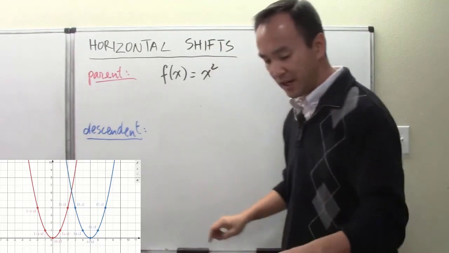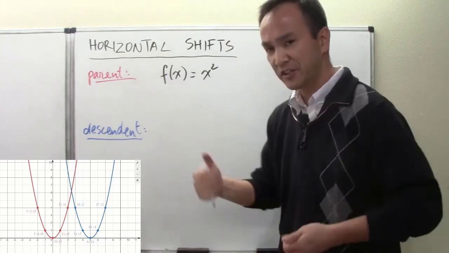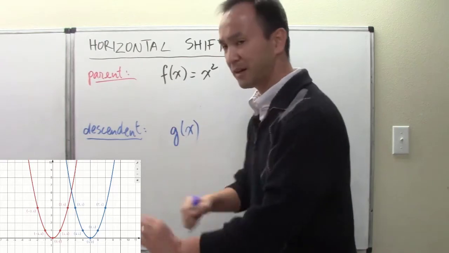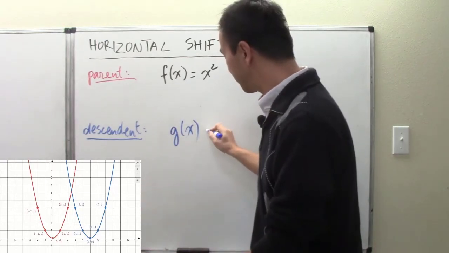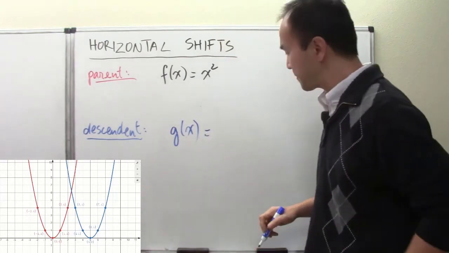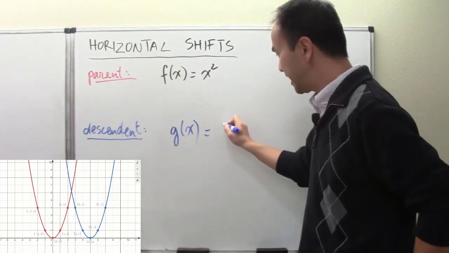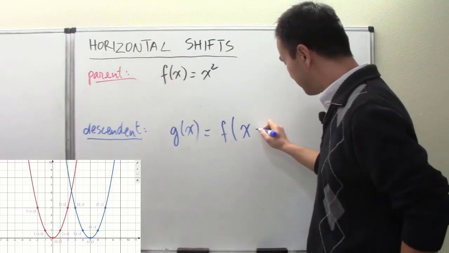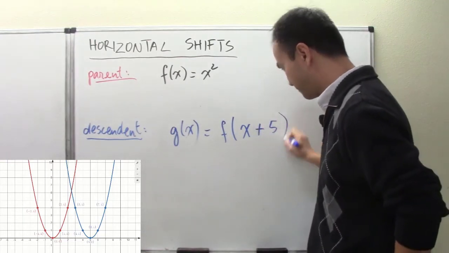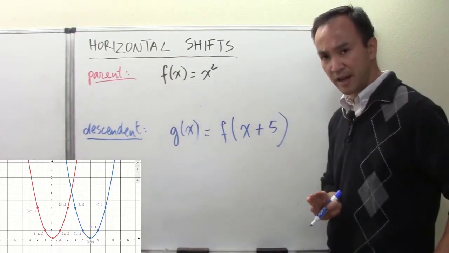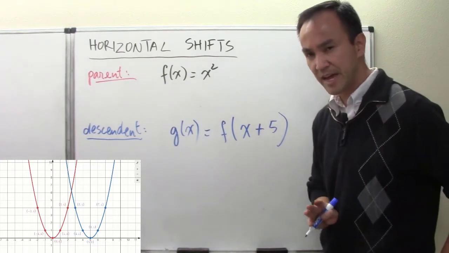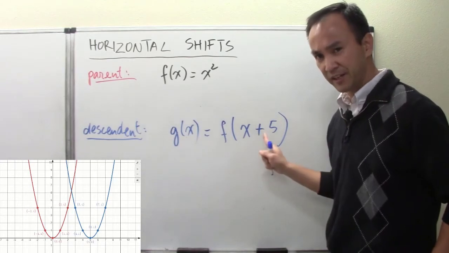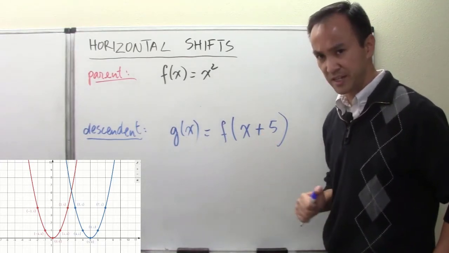All right, so now let me write down the function as follows. How about g of x? I'm just saying it's a descendant function. How about I put g of x here as f of x plus 5. It's not x minus 5, but f of x plus 5. This is a very common way of seeing it.